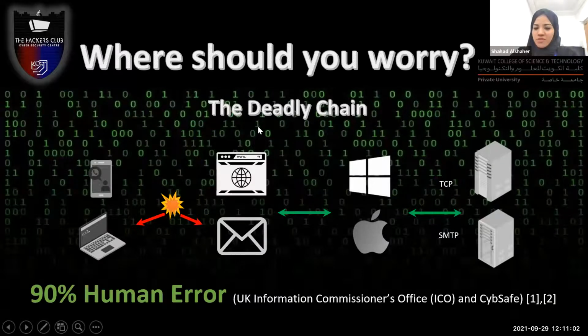The UK Information Commissioner's Office, ICO, and CyberSafe reported that 90% of hacks occur because of human error, and only 10% of them occur because of software vulnerability. Which means that if you get hacked, there is a 90% chance that you were hacked because you made a mistake somewhere, and only 10% because the software or the operating system you're using is weak or vulnerable or has a bug. Now, this is the answer to the previous question we had in the game. So no matter what operating system you're using, you might get hacked if you slip somewhere.